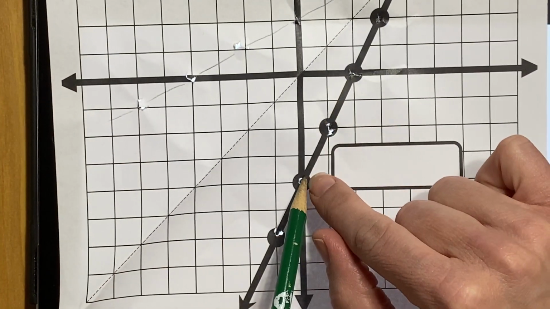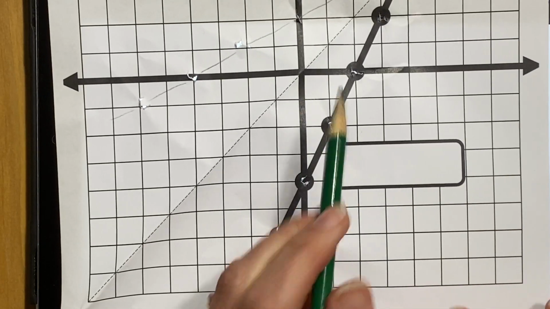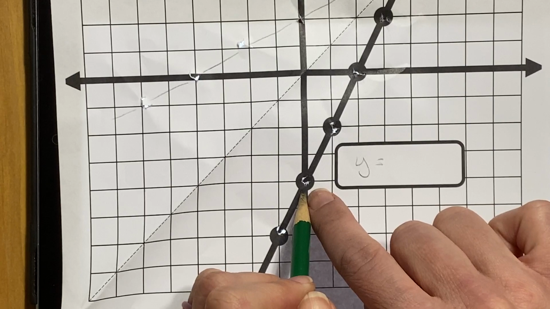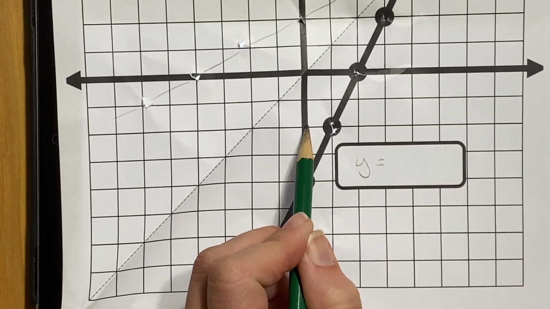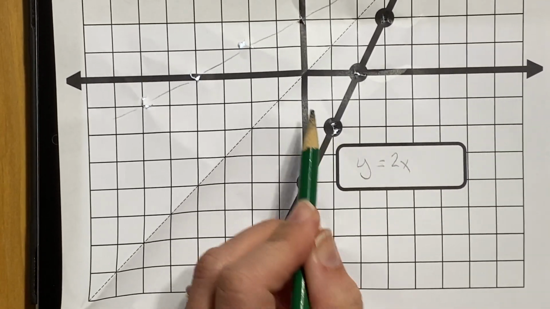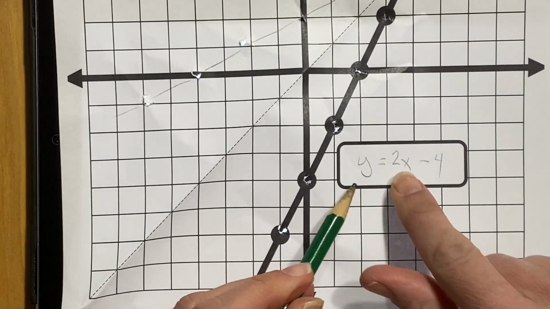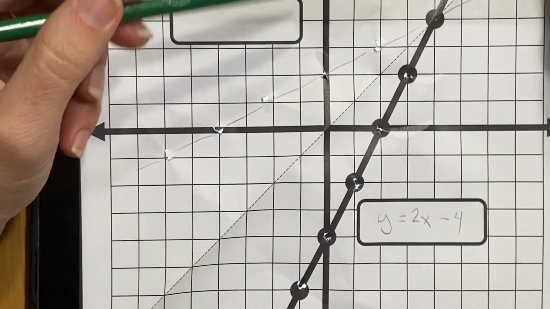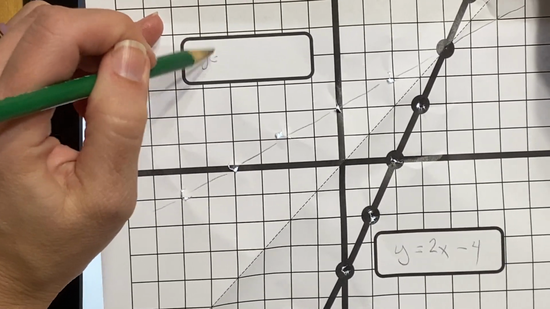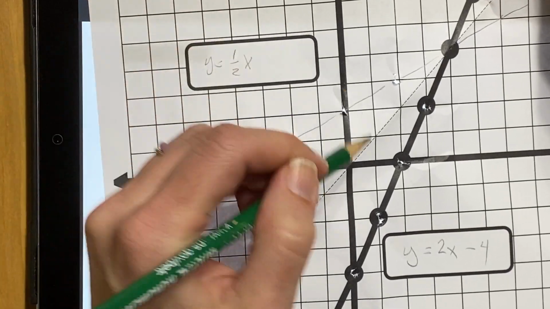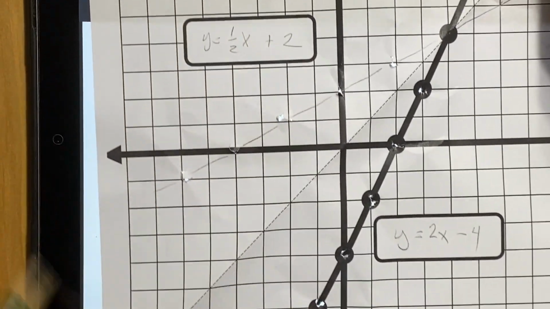So my equation for this line, I know that I have a y-intercept, right? So what's my slope? Up 2 over 1, so 2x, 1, 2, 3, 4, minus 4 is my first line. Let's look at my second line. Y is equal, my slope is up 1 over 2, so 1/2 x plus 2.